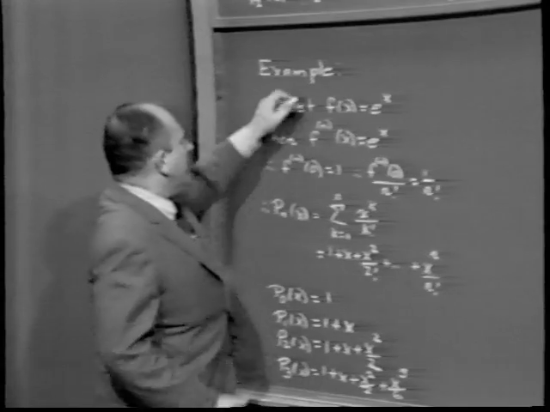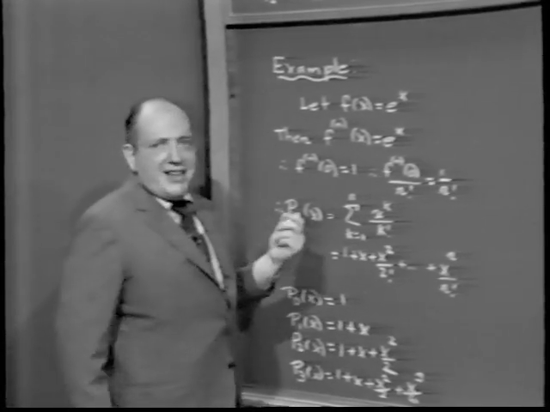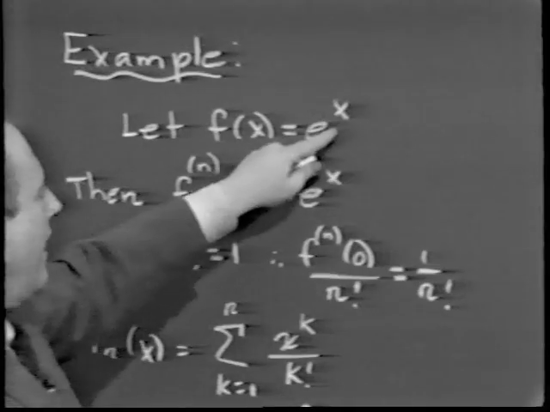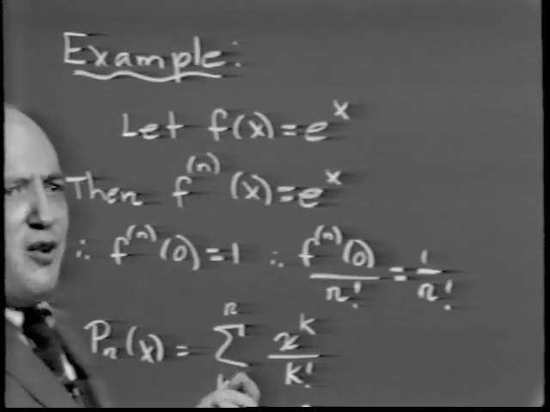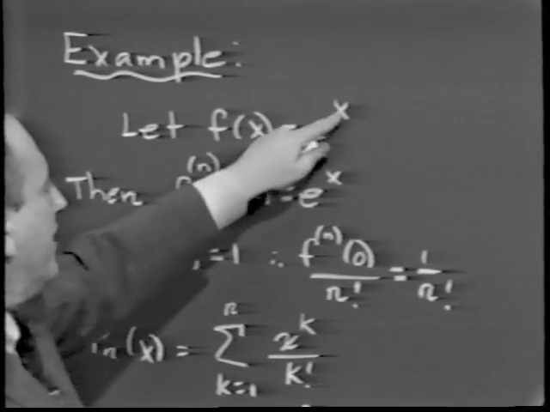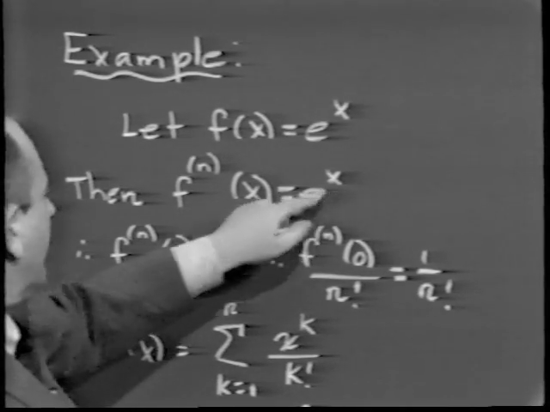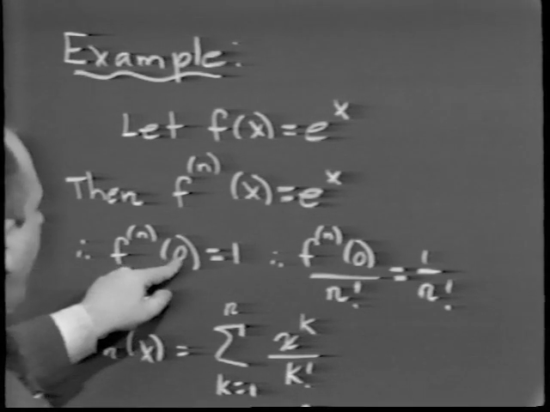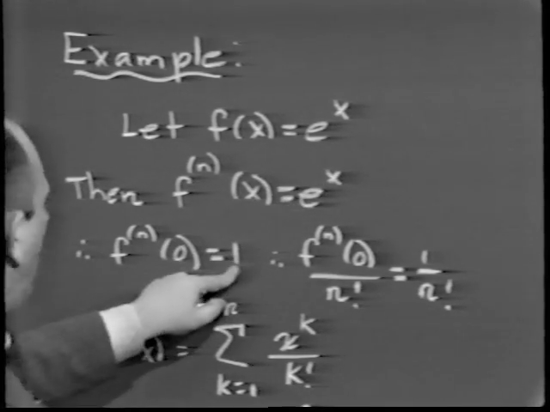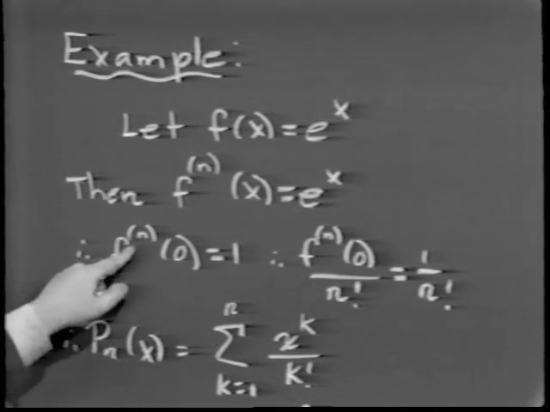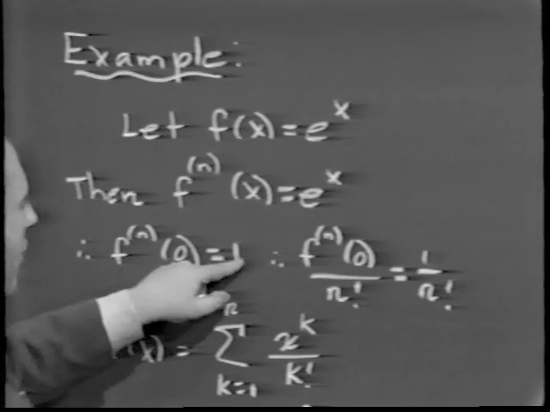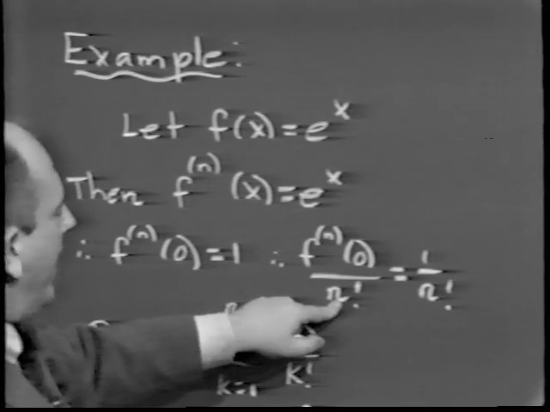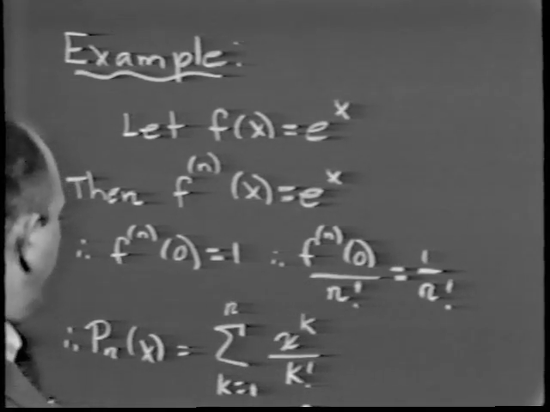Let's pick a specific example. And I'll pick an easy one to compute. Let f of x be e to the x. After all, what could be easier? Because the derivative of e to the x with respect to x is just e to the x. So the nth derivative of e to the x is always e to the x. When x is 0, e to the 0 is 1. So the nth derivative of e to the x evaluated at 0 is 1. If I divide that by n factorial, I just get 1 over n factorial.